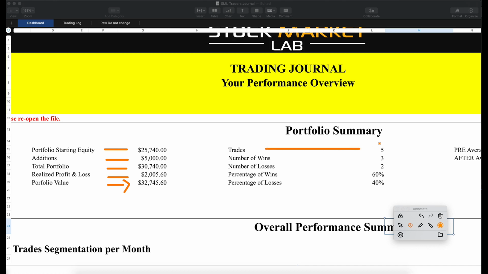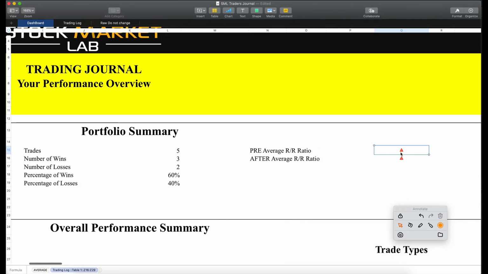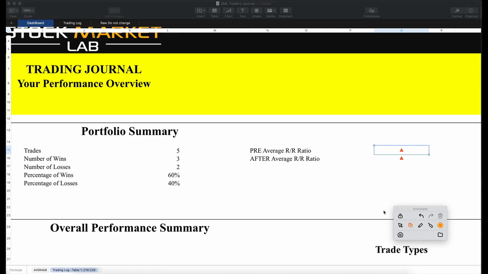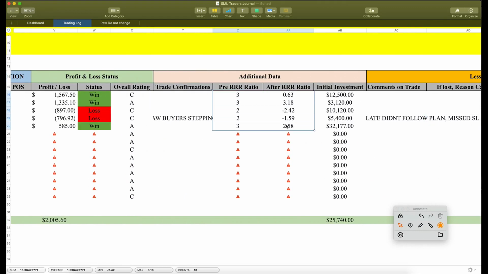How many trades have you taken? 5. Number of winning trades? 3. Number of losing trades? 2. Percentage of wins, percentage of losses. So it's breaking that whole concept down for you. And then when you go right here, this is not loading on this because I have it on Google Docs. On Google Docs, it's going to probably load. But this is just showing you your pre and after risk to reward ratio. This should not be off by a lot. So that's basically calculating these 2 components right here.